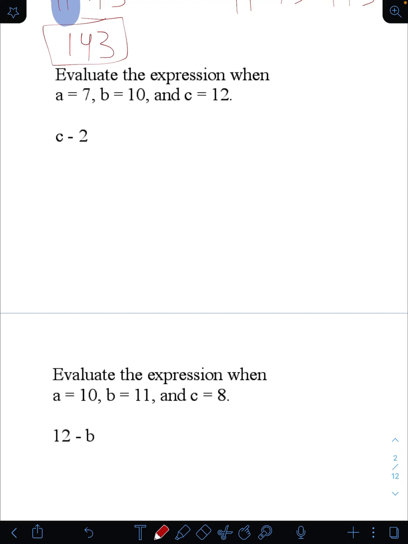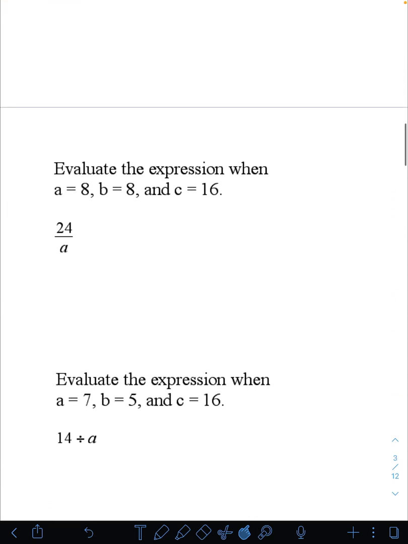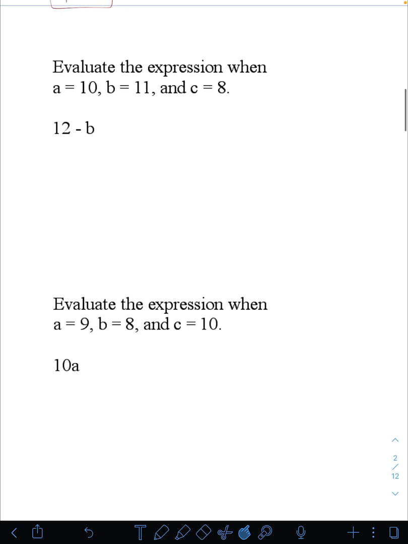C minus 2. Okay. C minus 2. I care about C. I'm looking for C. Oh, there you go. C is 12. So instead of a C, I write a 12 minus 2, which is 10. Okay, getting the hang of this? Last few more. I just want to go over every possible one. Feel free to tap out whenever you want. So that's 12 minus b. I care about b, and b is 11. So I do 12 minus 11, which is 1.